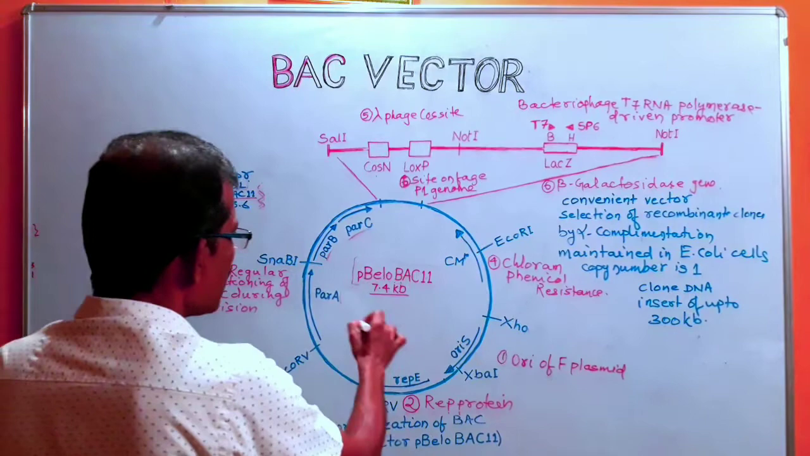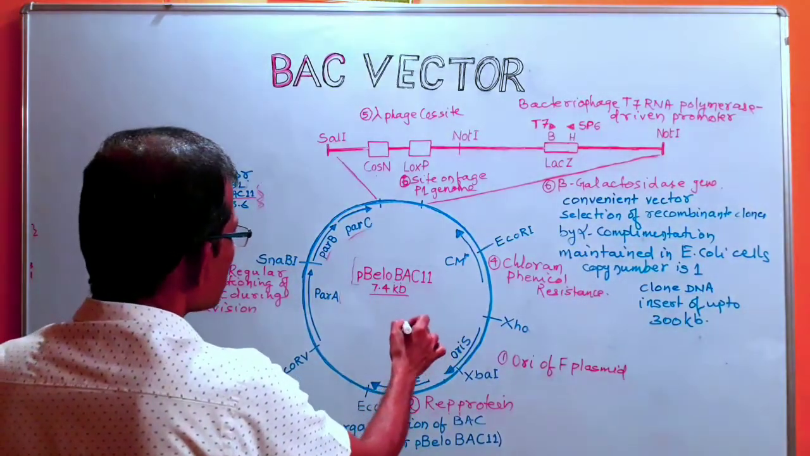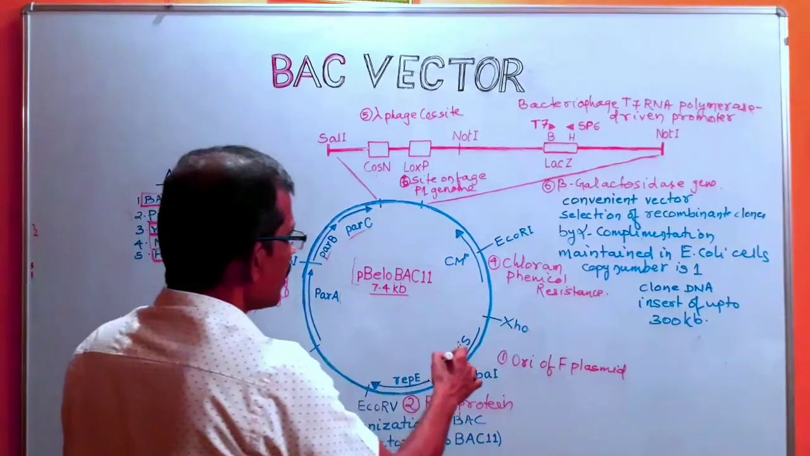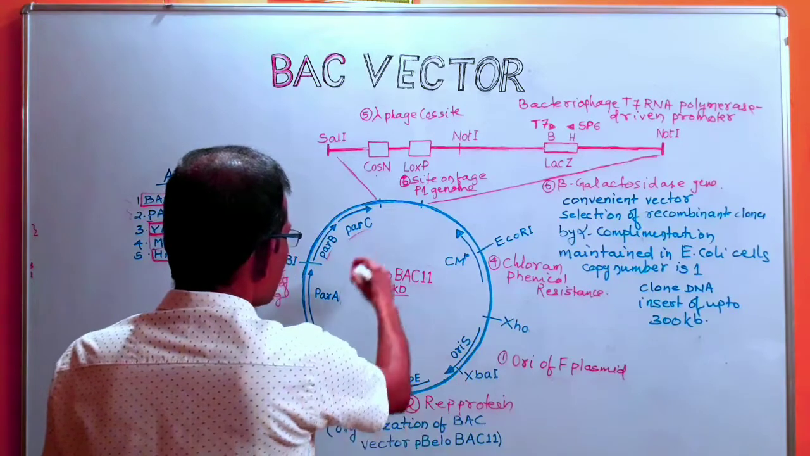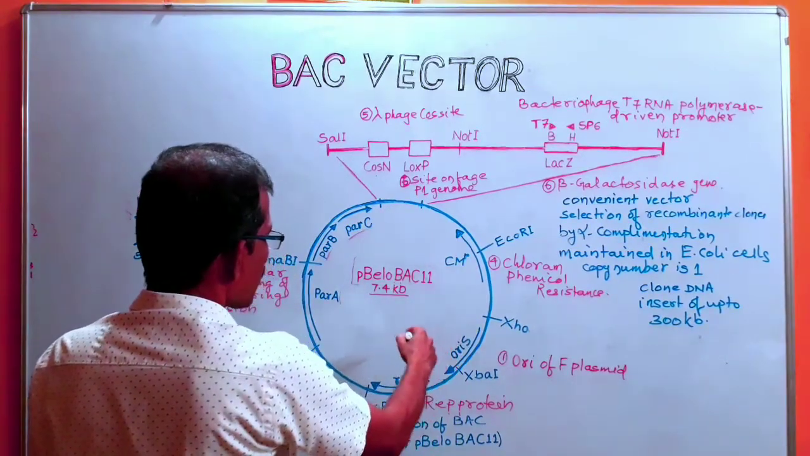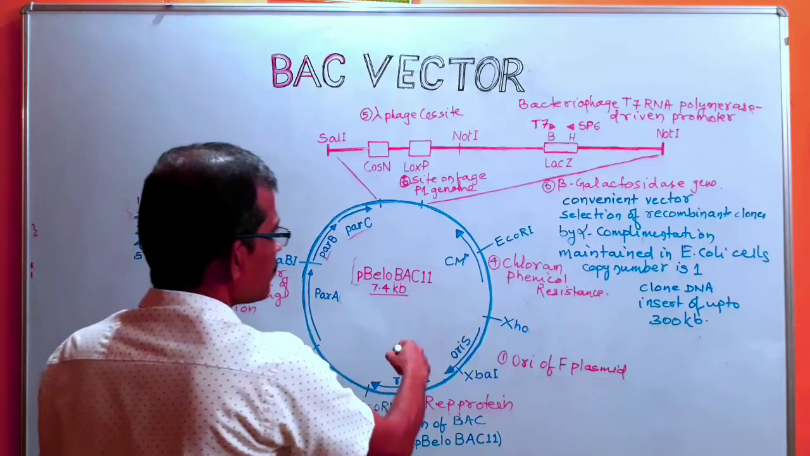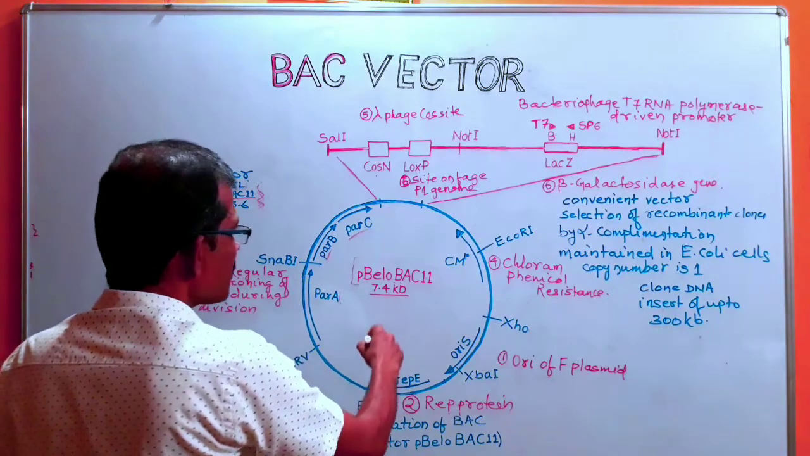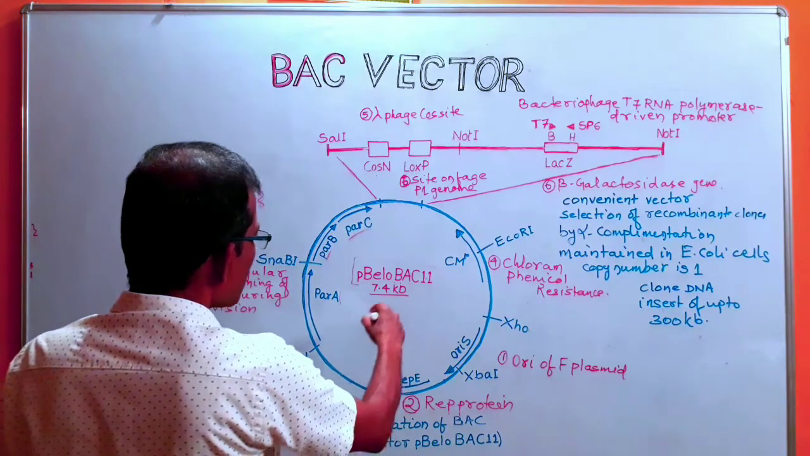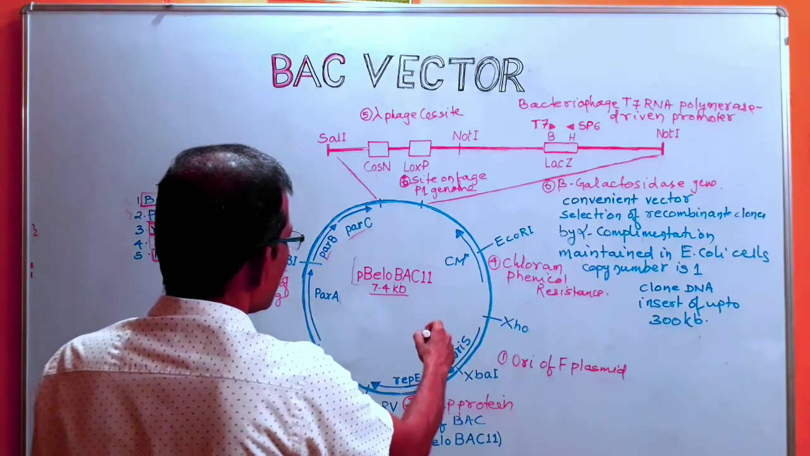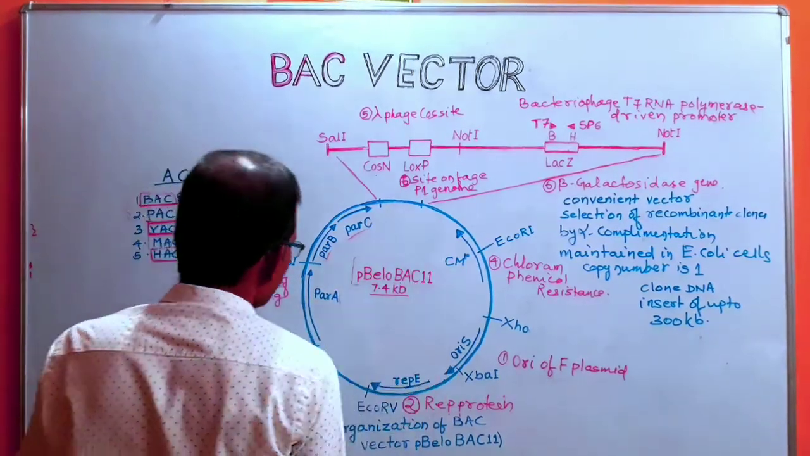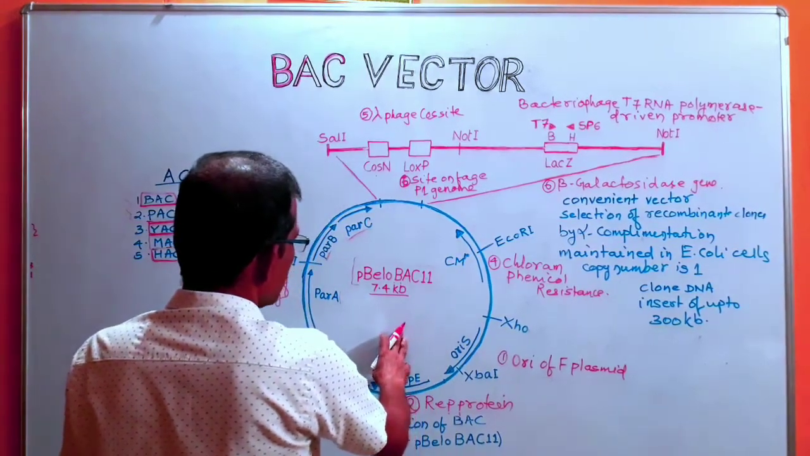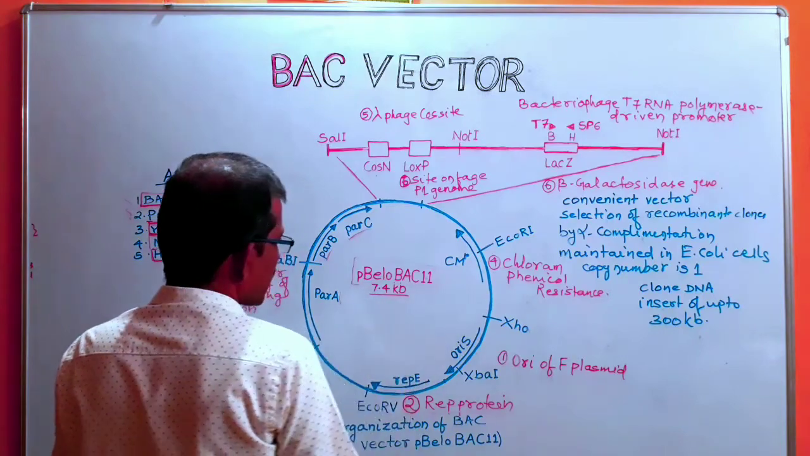This vector contains 7.4 kilobase pair. This is a convenient vector, and selection of recombinants is done by alpha complementation. This vector is stably maintained inside E. coli cells and the copy number is usually 1. By using this vector, we can insert up to 300 kilobase pair of foreign DNA within this vector.